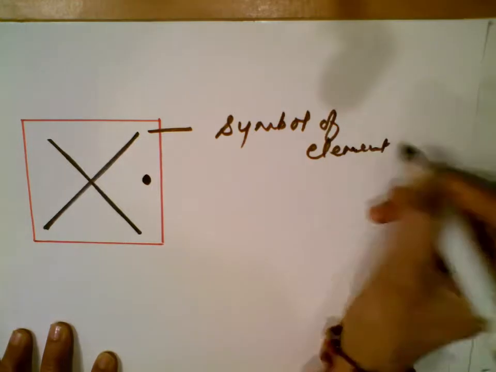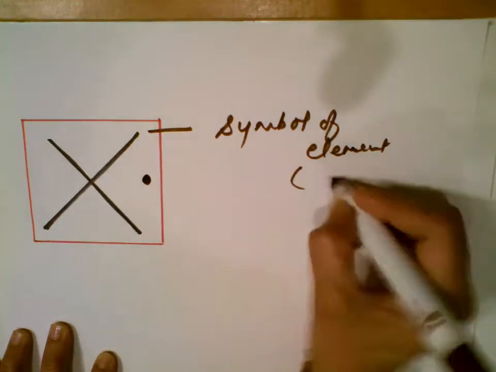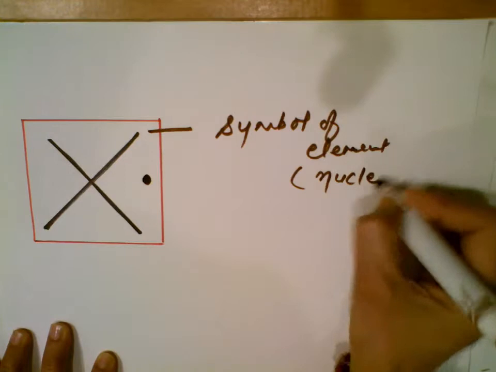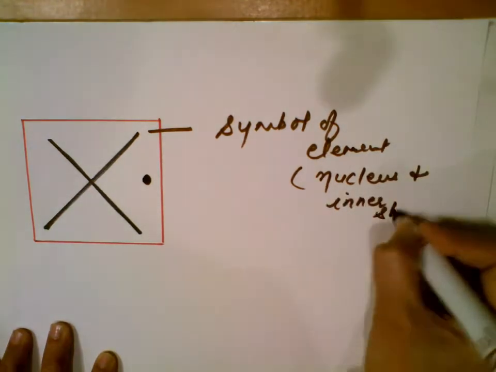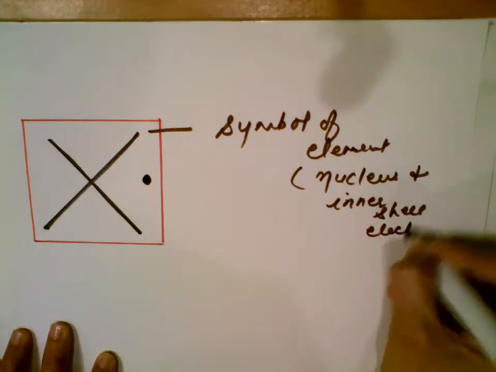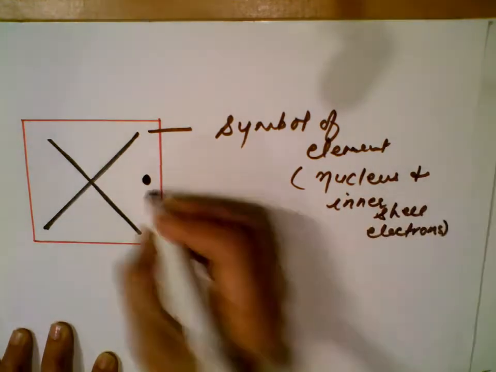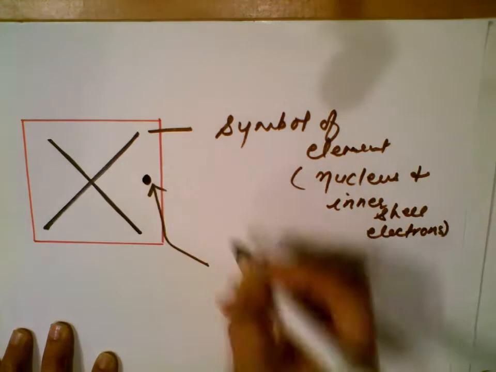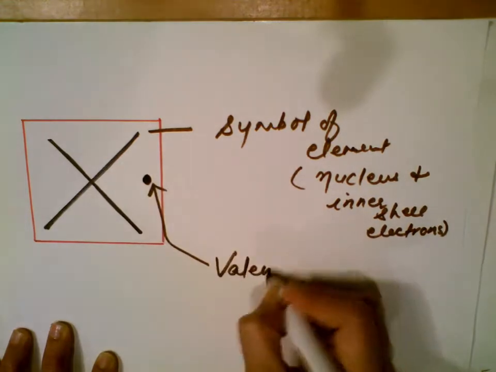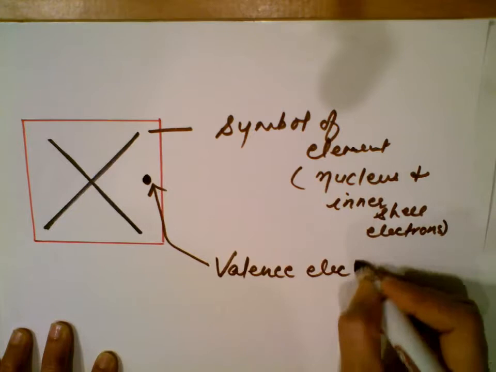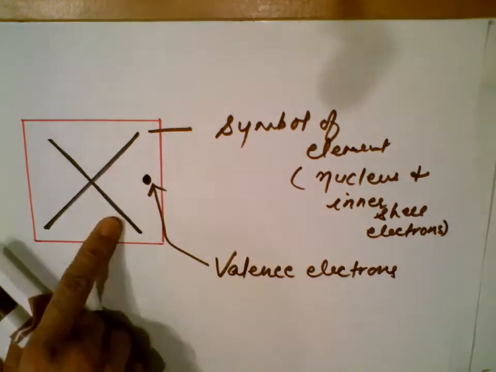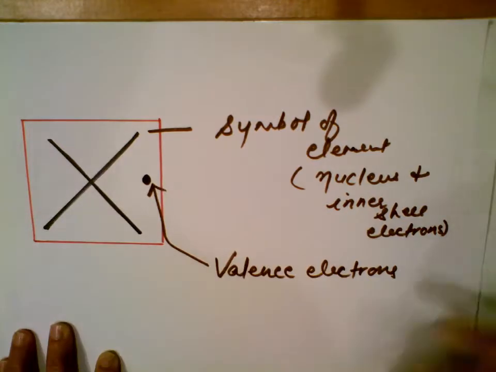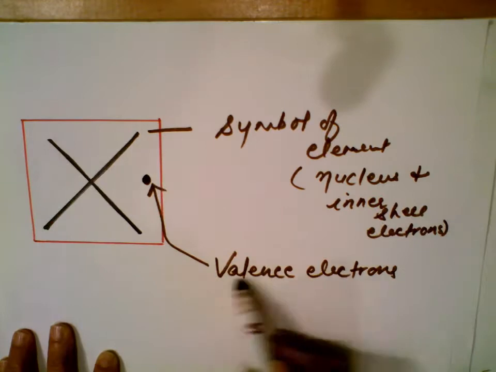from the periodic table, and this is showing the nucleus and inner shell electrons. And this dot here showing the valence electrons. So this is the representation. This X is representing any element, symbol for any element, which includes the nucleus and inner shell electrons, and the dot, the valence electrons only.